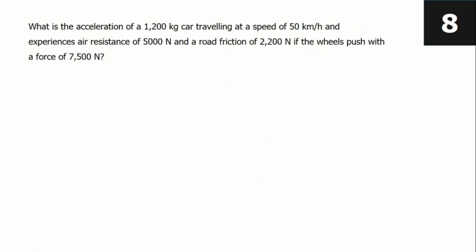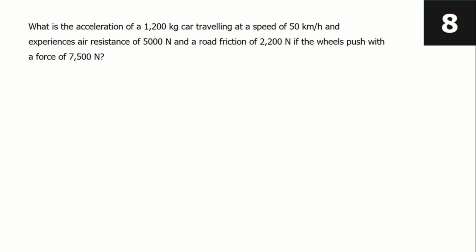Okay, so in item 8, we are again looking for acceleration, and we are given the mass of the car, a 1,200 kilogram car, as well as its speed, 50 kilometers per hour, and it is experiencing air resistance, a kind of force equal to 5,000 newtons, and a road friction of 2,200 newtons, if the wheels push with a force of 7,500 newtons. So you're looking for acceleration.